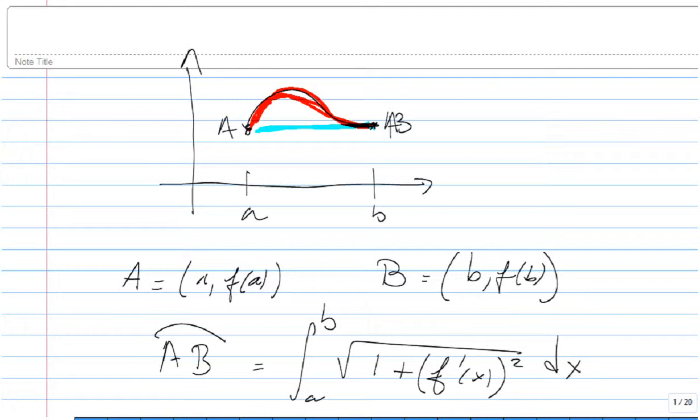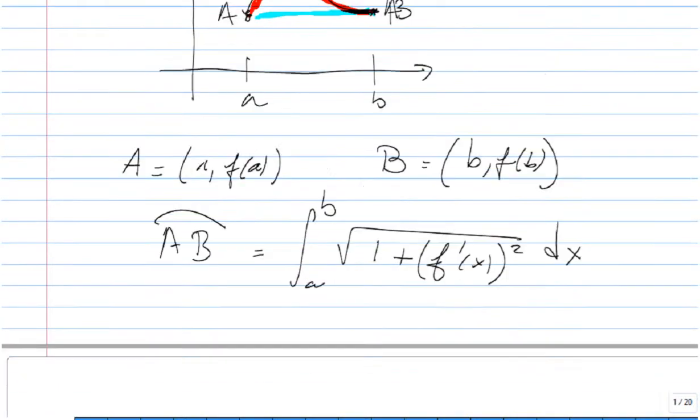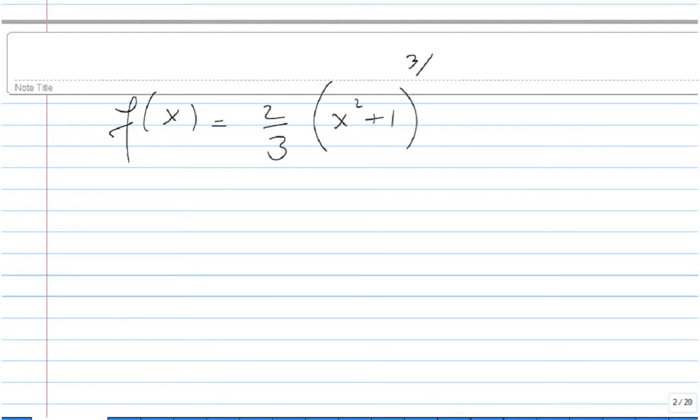In general, it's extremely hard for this 1 plus f prime of x squared to be a perfect square. So this is the difficulty in this integral. Sometimes it is, sometimes it is not. So let's take an example. The function is f of x equals 2/3 times x squared plus 1 to the power 3/2, and we're taking x between 0 and 1.